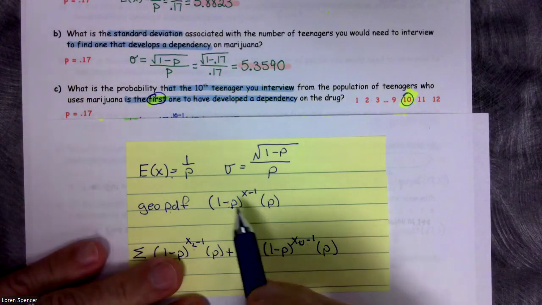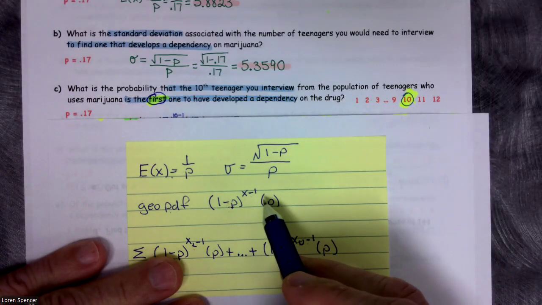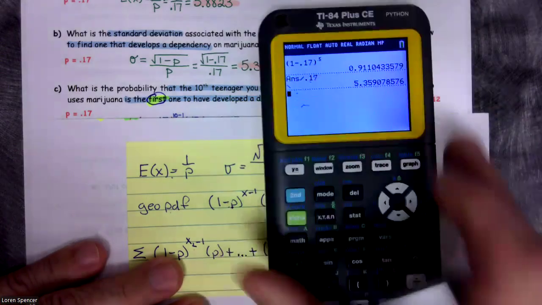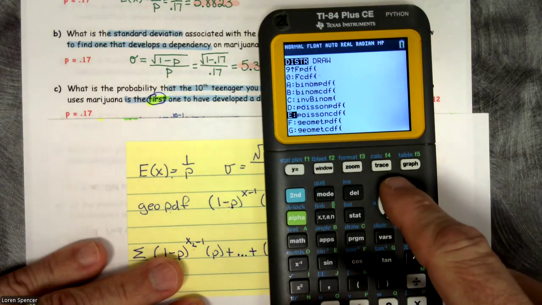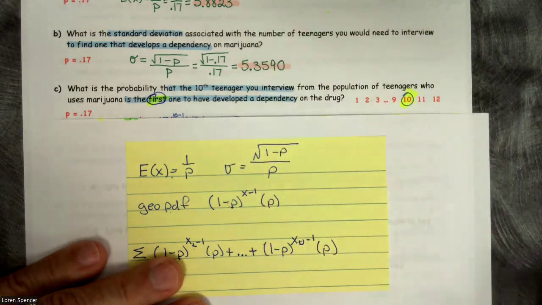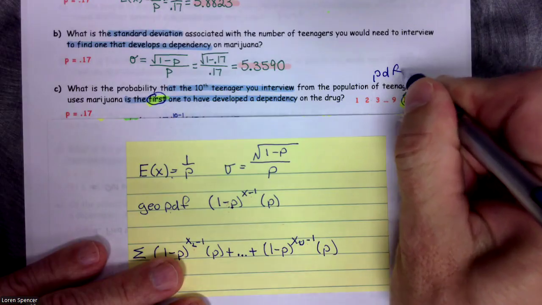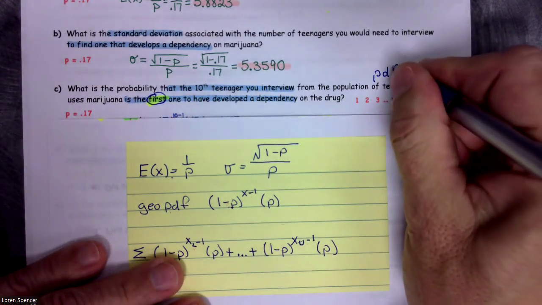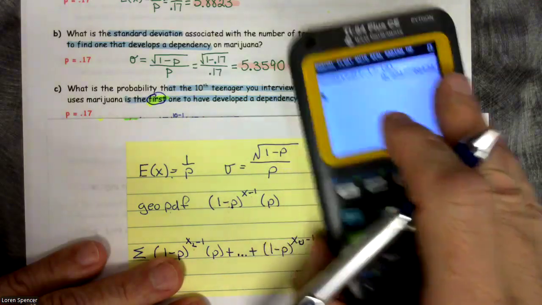So my formula is going to be 1 minus 0.17, and then that 10 will be my x minus 1. Let's go ahead and run it, and then we'll show our work. Second vars, geometric PDF, 0.17. My x value in this case is 10 because we're looking for specifically the 10th person. If we're only looking for one, we're using a PDF. If we're using more than one, then we are going to use a summation. So this is a PDF, and we get 0.0317.